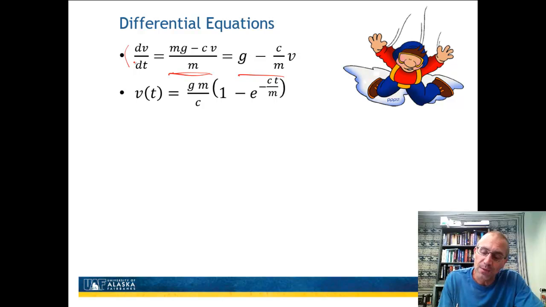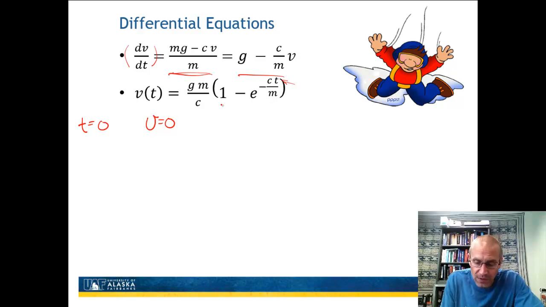Velocity is a function of time, because here we have dv dt, so it says that velocity changes with time. I integrate it, I apply an initial condition, and I have what the velocity is as a function of time. Right there is where time is in that exponent. When we solve these problems, we also need to know what's called a boundary condition, or in this case, an initial condition. That initial condition was that at time equals 0, when he first jumped out of the plane, his velocity was equal to 0.